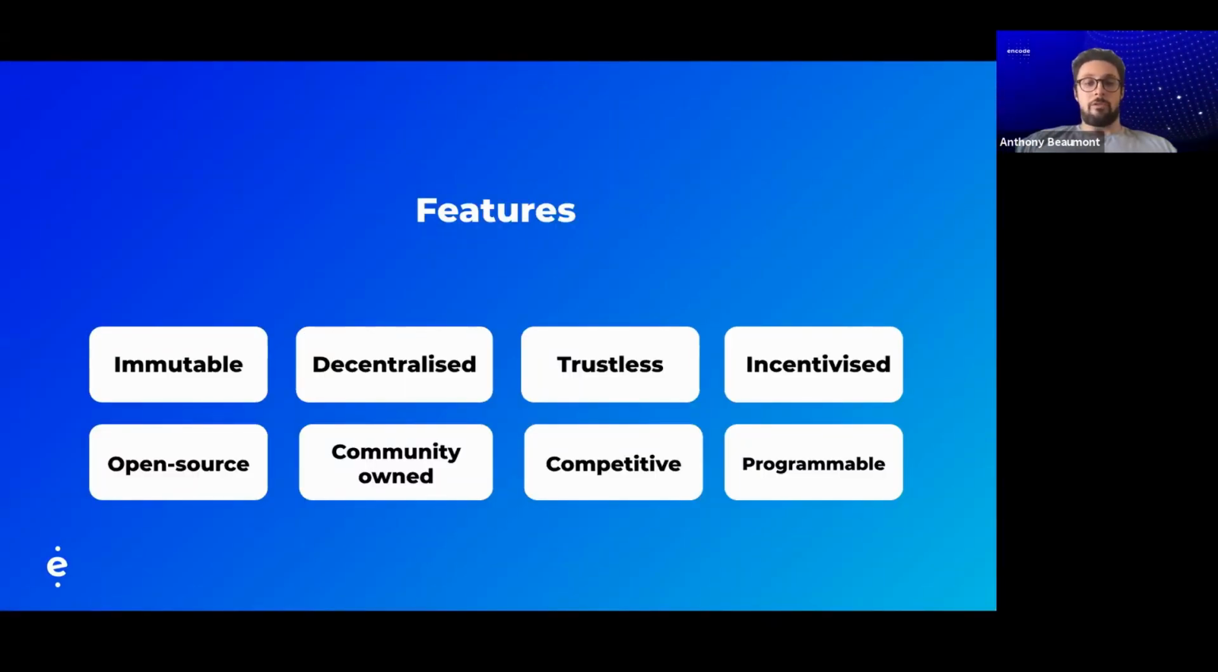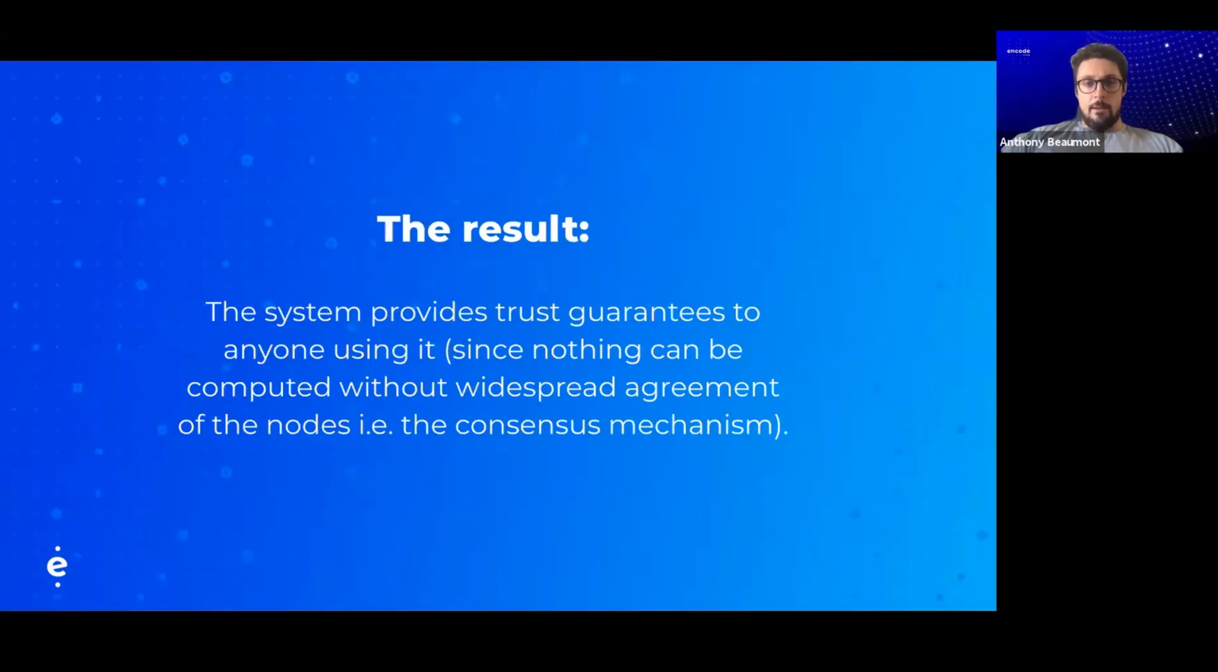And we get these broad features. It's immutable, it can't be changed, it's decentralized, it's trustless, it's incentivized, it's open source, community owned, competitive, and programmable. And we talked about that. If you want to go into the details, look back at the YouTube of the first event, Intro to Blockchain in general, where we talked about these features in particular.